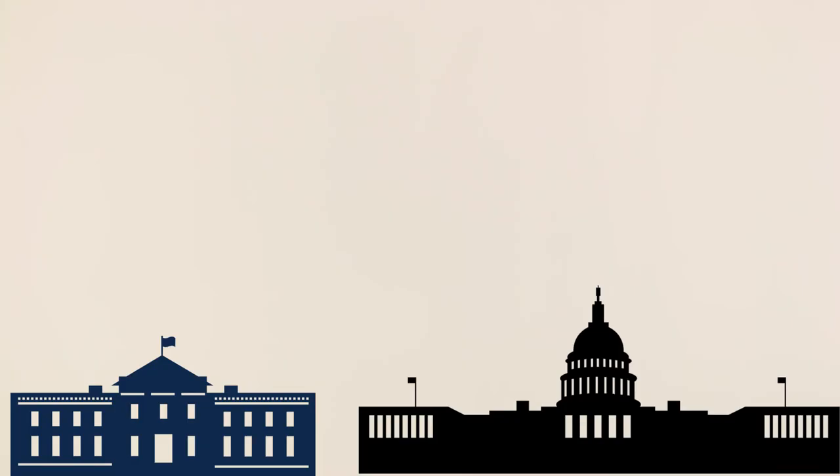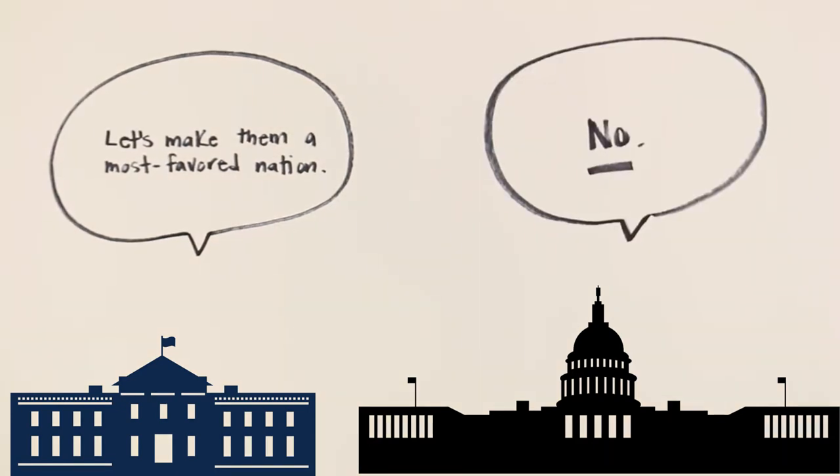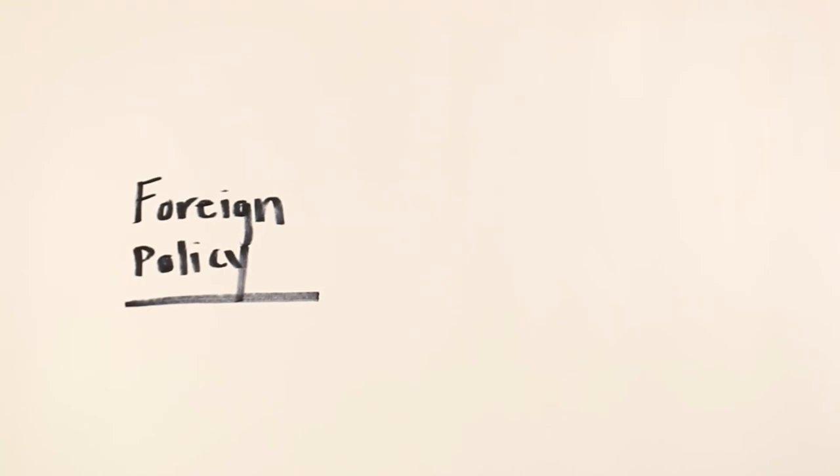The president and Congress share powers when it comes to trade. The president has the power to give a country most favored nation status. This means that the country enjoys reduced tariffs on its imports to the United States. However, if Congress disagrees with the country having most favored nation status, it can overturn the president's decision with a two-thirds vote.